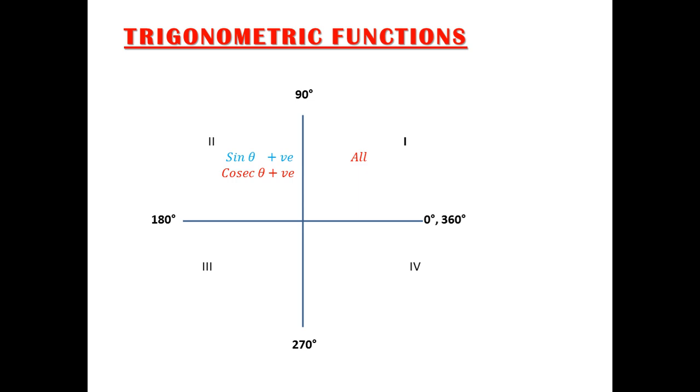You all know about trigonometric functions. There are 6 trigonometric functions: sine theta, cos theta, tan theta, cosecant theta, secant theta, and cot theta. Actually, the full names are sine theta, cosine theta, tangent theta, cosecant theta, secant theta, and cotangent theta.